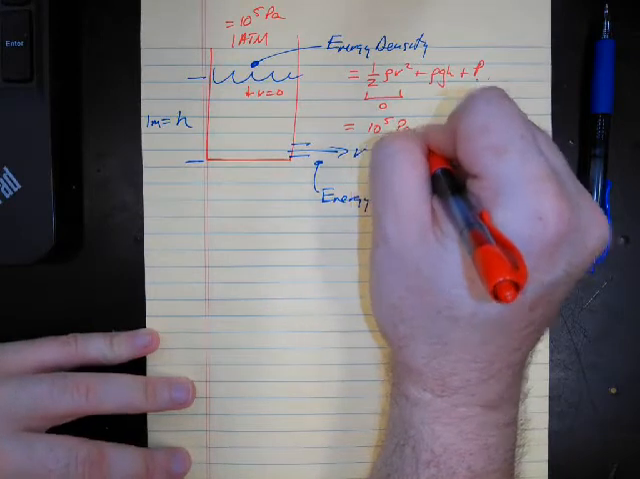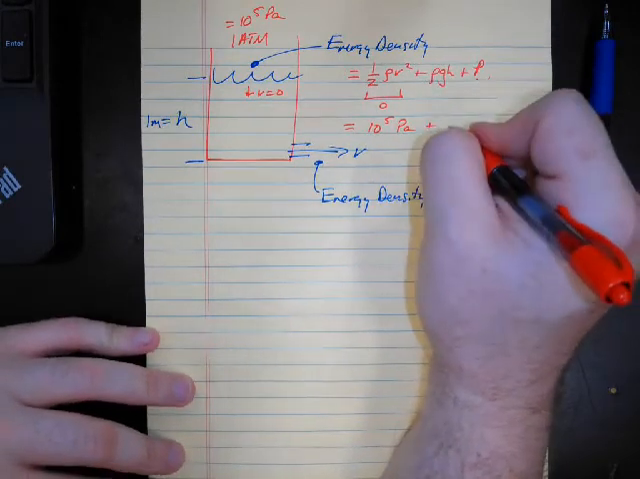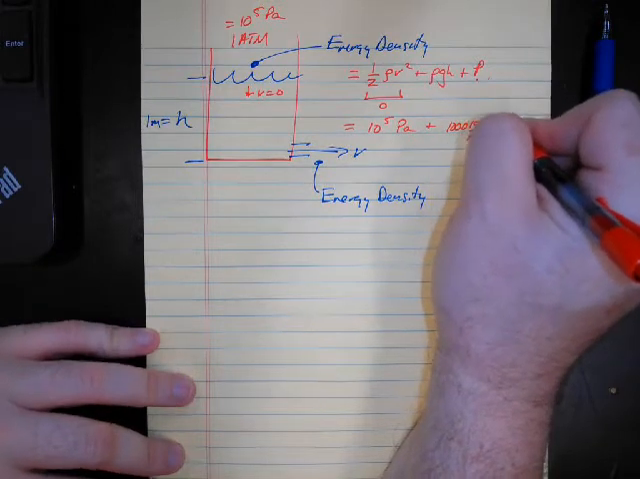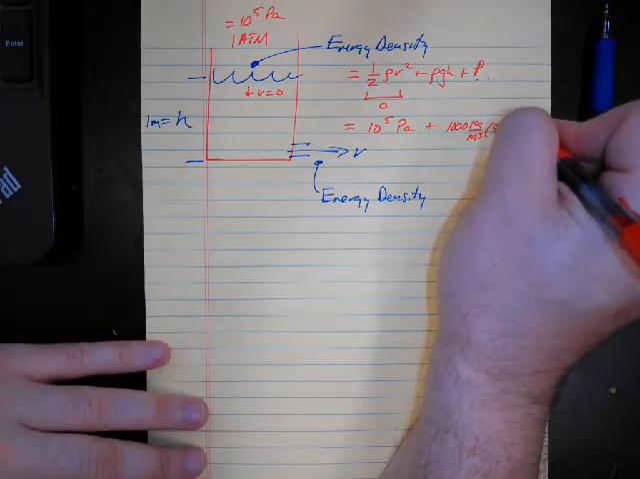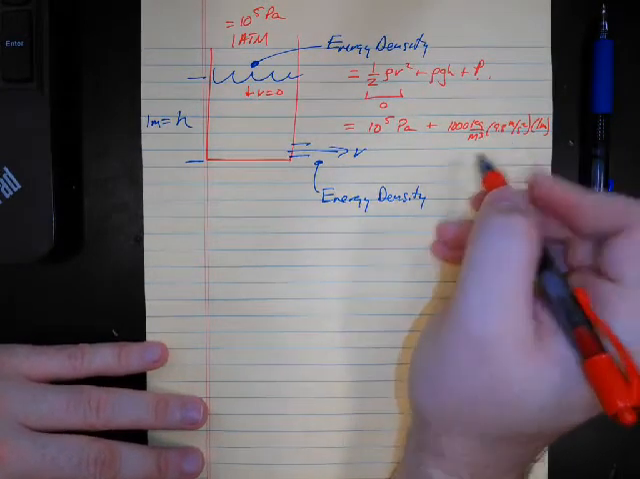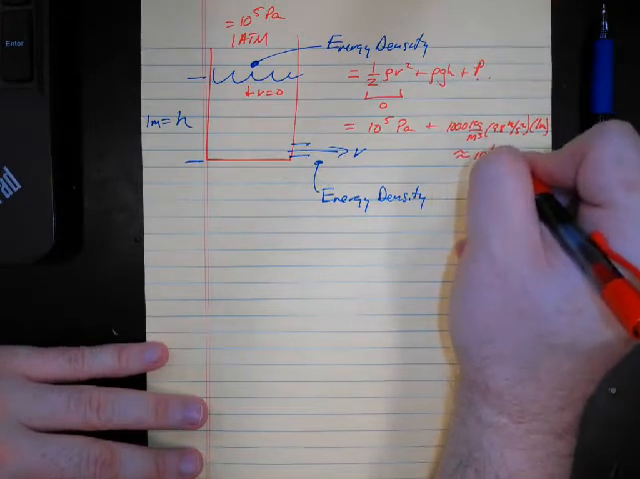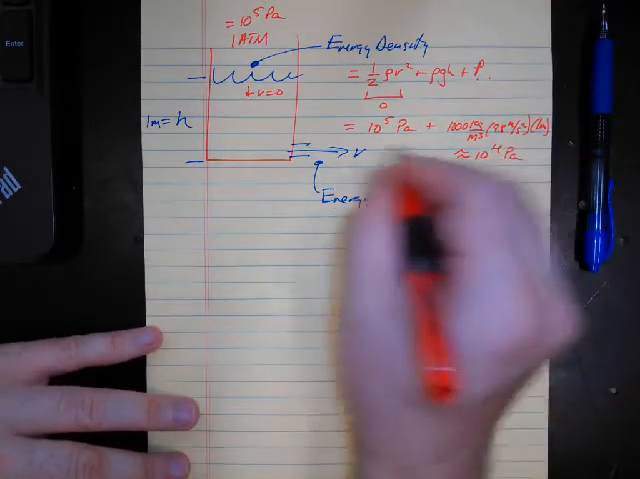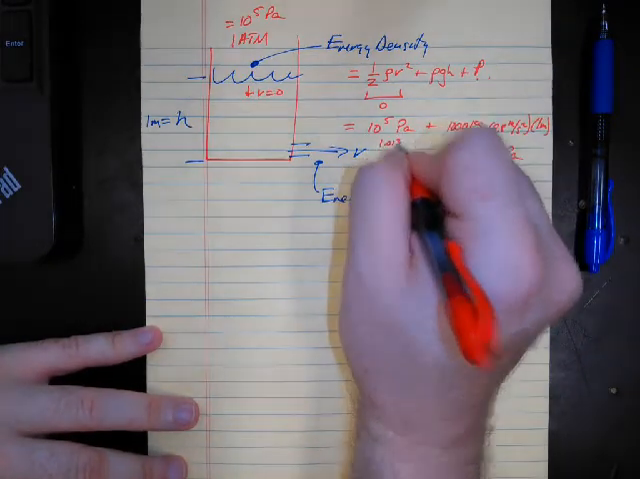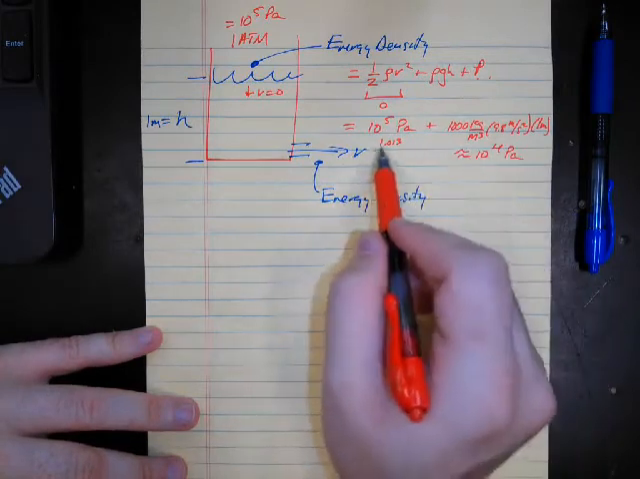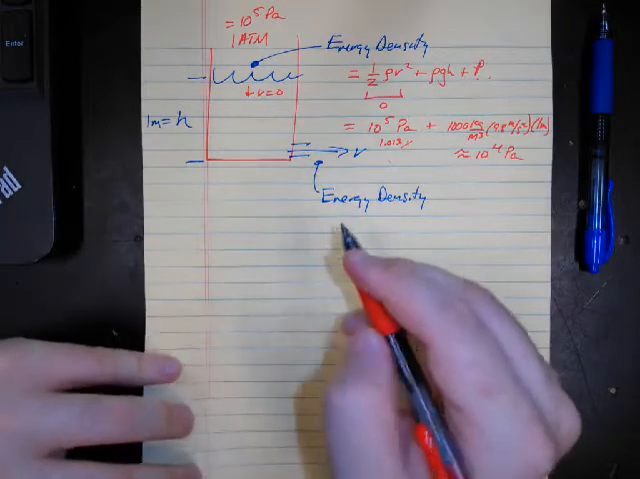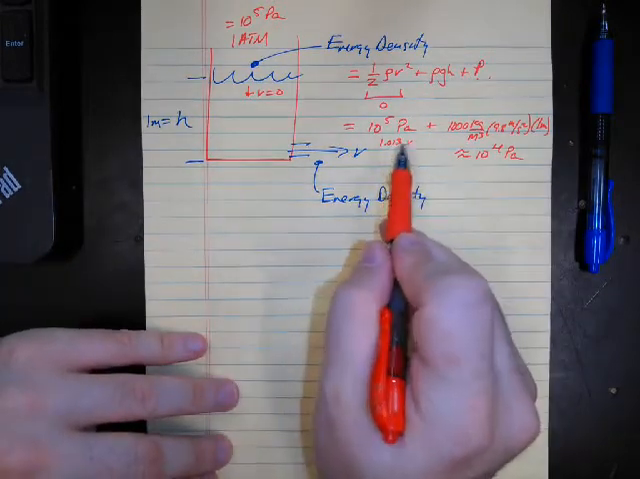and our energy density is 10 to the 5 Pascal plus our rho gh. This is water, so 1,000 kilograms per meter cubed times 9.8 meters per second squared times 1 meter. So this is 9,800, so we'll round this to 10 to the 4 Pascal. And so we can put in 1.013. So the energy density is about 1.113 times 10 to the 5. Anyway, the point is we can figure this out.